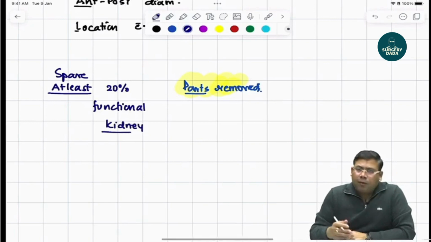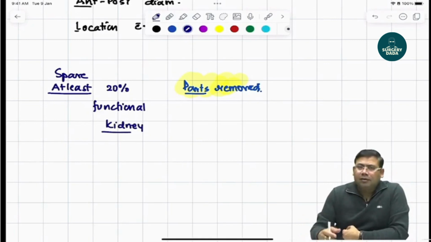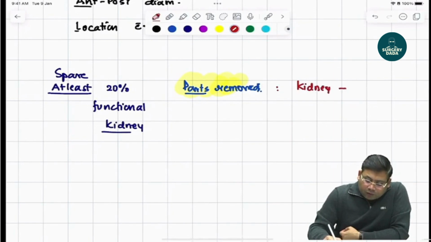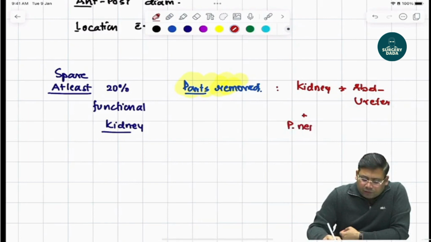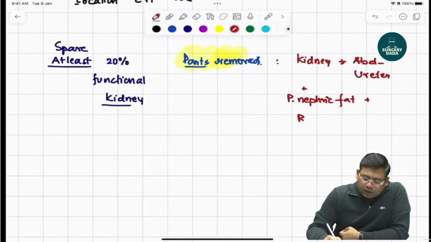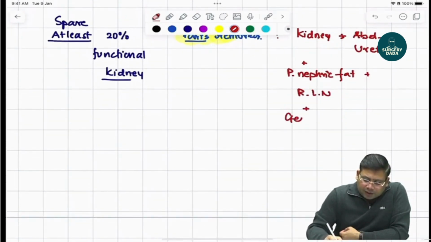When you talk about the other one, the radical nephrectomy, what are the parts removed? Yes, you have to remove the kidney, and along with the kidney, the abdominal part of the ureter, along with that the perinephric fat, and what else? You have to remove the regional lymph nodes. And will you remove the Gerota's fascia? Yes, you will remove Gerota's fascia.